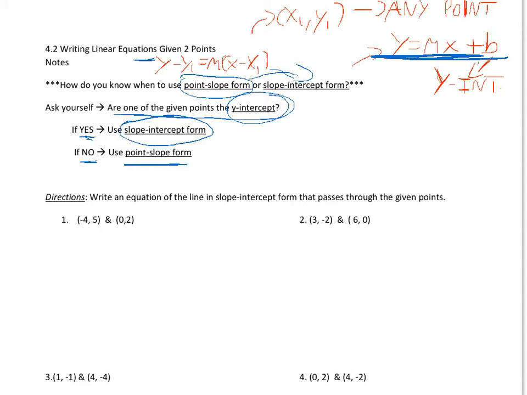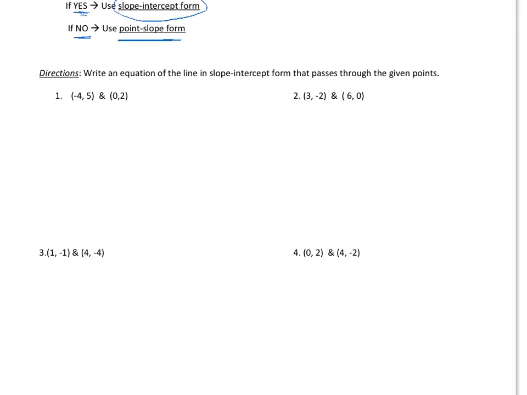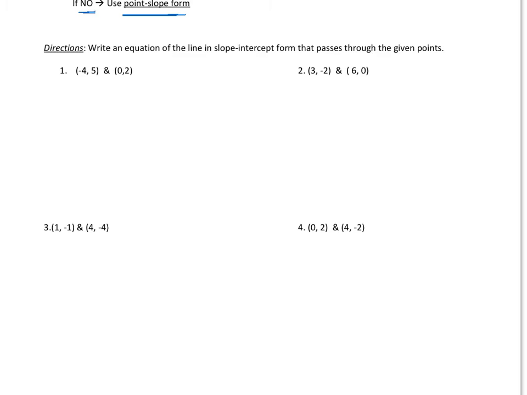So let's look at a problem. Number 1. I want to write the equation of this line in slope-intercept form that passes through the points (-4, 5) and (0, 2). The very first thing I need, no matter what form I put it in, is the slope. I'm not given the slope, so I have to use the formula: y sub 2 minus y sub 1 over x sub 2 minus x sub 1, which is basically rise over run.